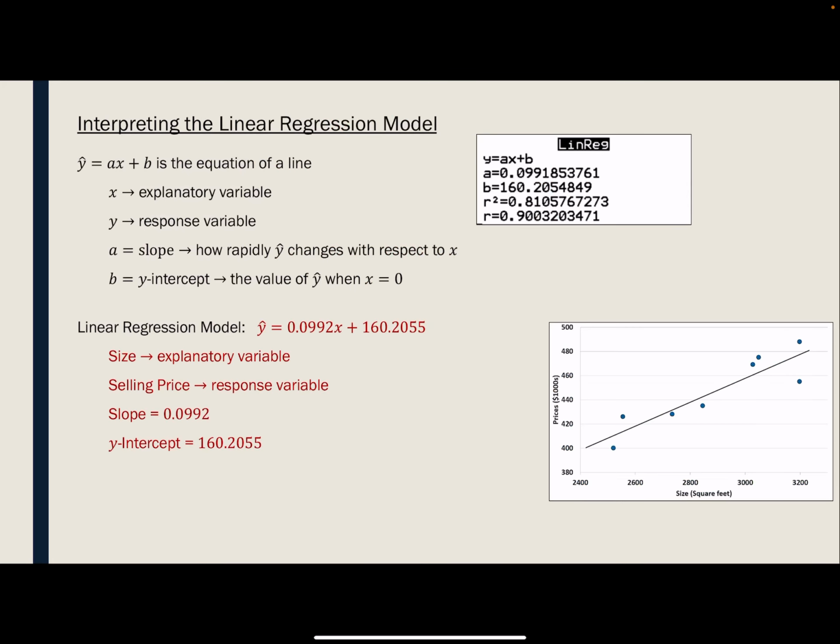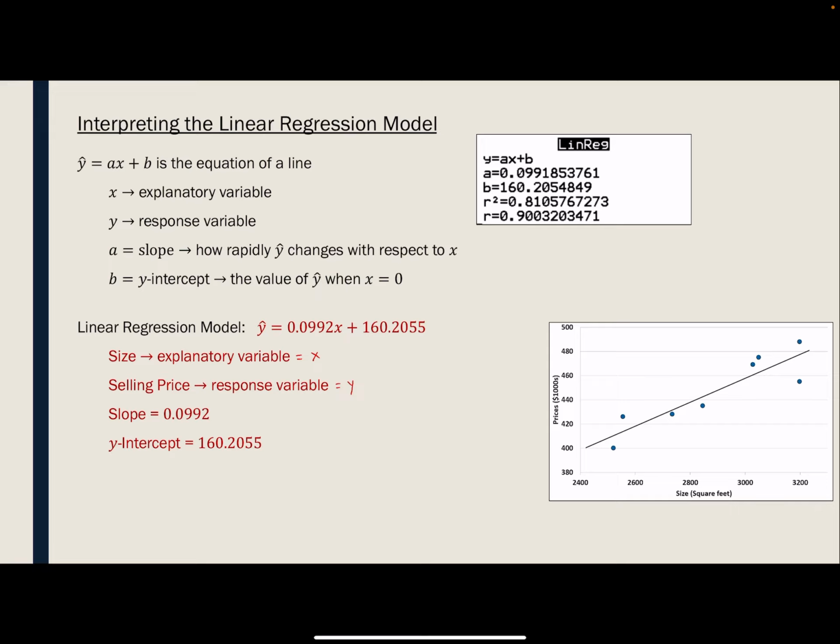So looking a little bit more at the output, we want to get into where we can really interpret this. So it's important that we know all the aspects of the regression model. So size was the explanatory variable, so this was our x, and selling price is the response variable, so this is the y. The slope of this line is 0.0992.